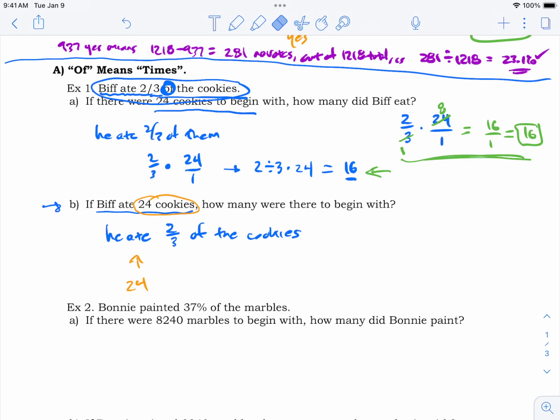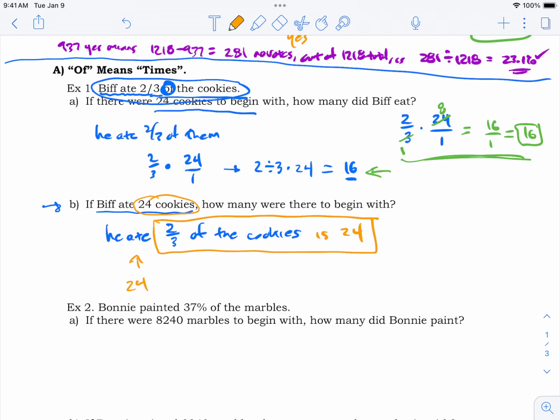So I'm going to maybe write it this way. I'm going to extend my little sentence here by saying 2/3 of the cookies is 24. And I'll look at this part of the sentence, okay? So when he ate 2/3 of the cookies, that came out to 24. See what I'm saying? Came out to 24. So how do you solve this then?